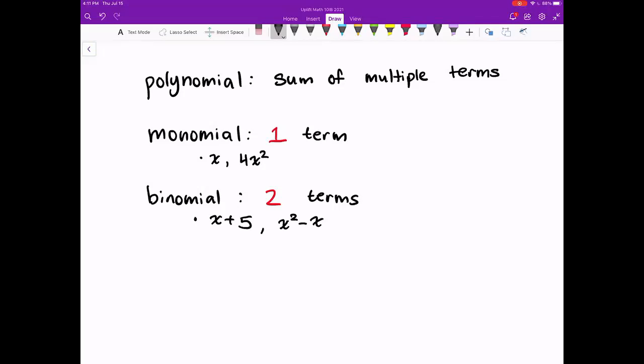Okay, so what do you guys think about x plus x? Is that a binomial or a monomial? Monomial. Yeah. So when you have a binomial like this, you can actually collect the like terms. So that equals 2x, which is a monomial. So before identifying if it's a monomial or binomial, always try to combine the like terms.